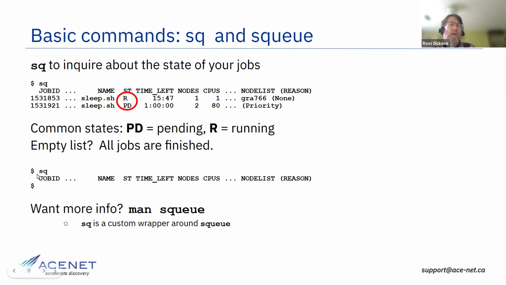If you type SQ down here below and you just get the headers, job ID and so on, and no actual numbers and no actual names, then that means that all your jobs have finished. Hopefully they finished well. We'll look into that in a moment.